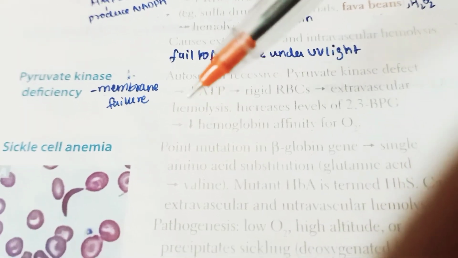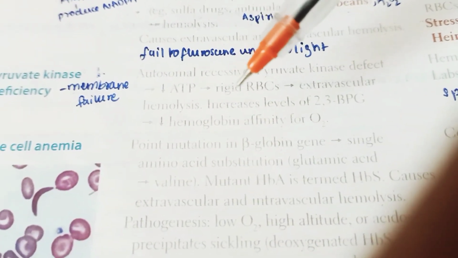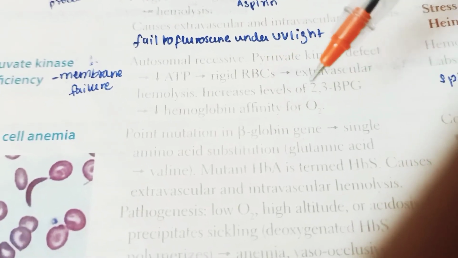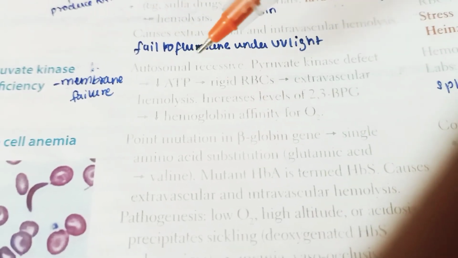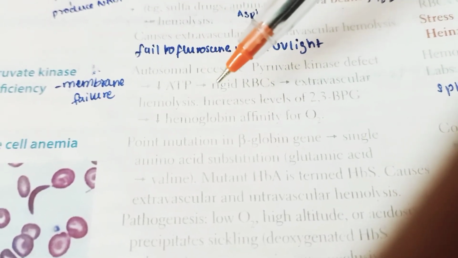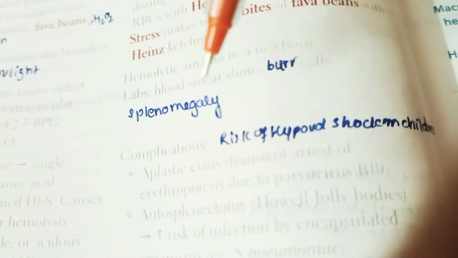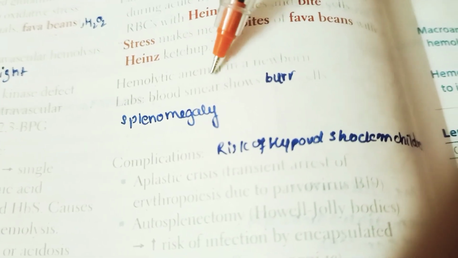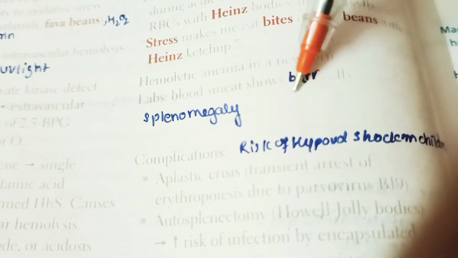Now coming to pyruvate kinase deficiency. Here also again there is membrane failure. It is an autosomal recessive defect: decreased ATP, rigid RBCs, extravascular hemolysis, increased levels of 2,3-BPG, decreased hemoglobin affinity for oxygen. So here also a membrane problem: decreased ATP and RBCs will become rigid, so that they get destroyed in the blood vessel or outside. So it is also a hemolytic anemia in newborns. On labs, the blood smear shows burr cells. So burr cells are present in pyruvate kinase deficiency. Here also there is splenomegaly.